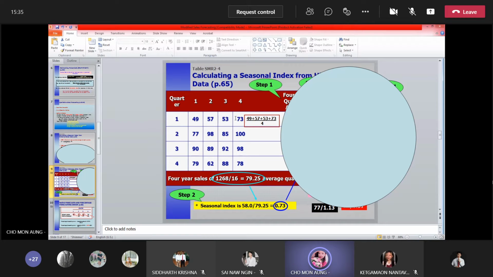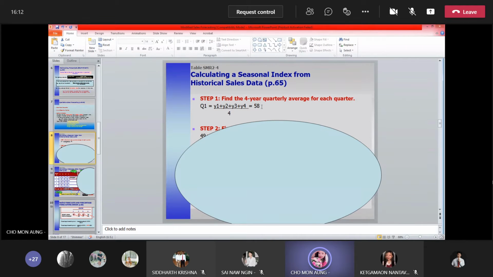So 4-year quarterly average, that means that when you look at this table, you will look at it horizontally. Year 1, 2, 3, 4. So year 1 quarter 1, year 2 quarter 1, year 3 quarter 1, year 4 quarter 1. You find the average, so you divide by 4. This 4 here, that is the number of years. Don't get confused with the number of quarters. If I use 7-year sales data, divide by 7. If you have 20-year sales data, you divide by 20. So that is step number 1.